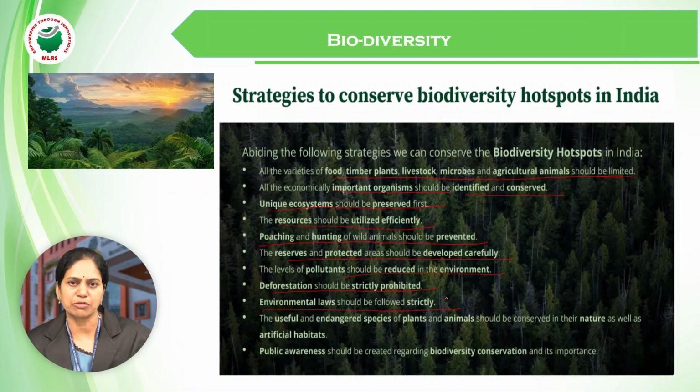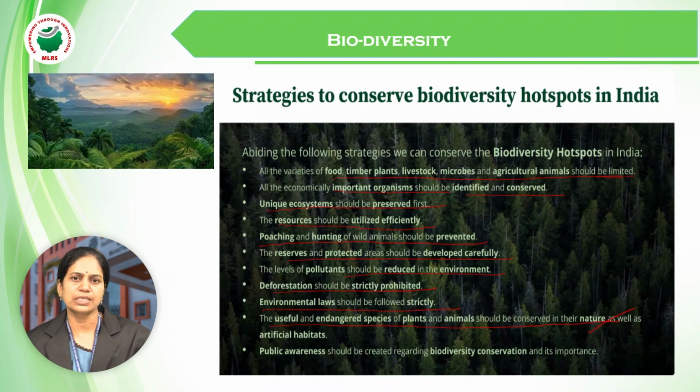Environmental laws should be followed strictly. If we have to conserve biodiversity, definitely the environmental laws should be followed strictly. And the useful and endangered species of plants and animals should be conserved in their natural as well as in their artificial habitats. Very useful ones, very unique ones are endangered species. Of course, we are doing it. We are getting those species to the zoos. We are giving them extra protection so that they don't become extinct. Those laws we are already following.